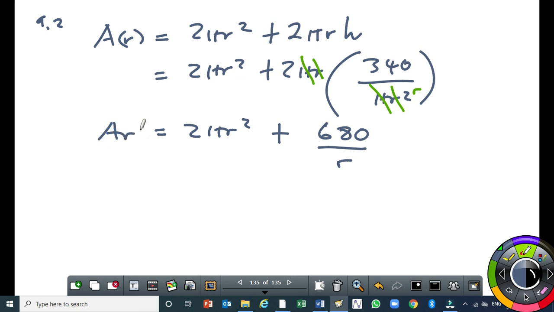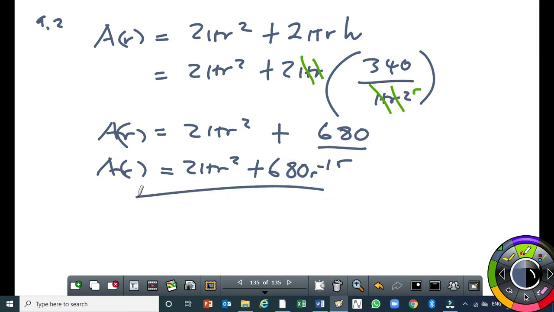So this is A. Then I can remove the division line and write it as 2 pi r squared plus 680 r to the power of negative 1, which is what I was supposed to show. Right? Your homework is to do the last question.